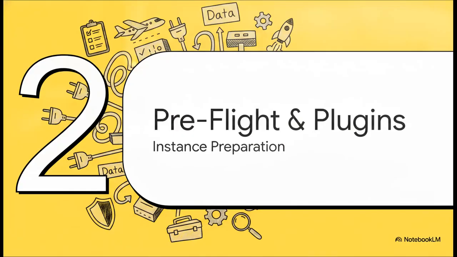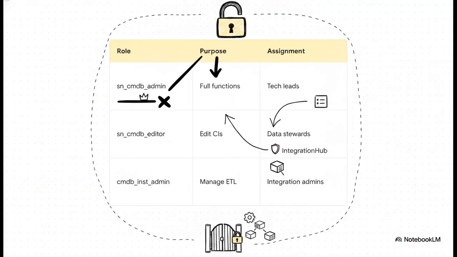Moving on to phase 2, pre-flight checks and plugins. Because before we touch any data whatsoever, we have to prep the instance. When setting things up, please don't just hand out administrative rights to everyone. You need to assign specific roles based on the principle of least privilege. This ensures your data stewards and integration admins have exactly the access they need and nothing more. Take the CMDB INSD_admin role, for example. That is strictly for integration administrators who are building Integration Hub ETL processes. Keeping that locked down protects your core architecture.